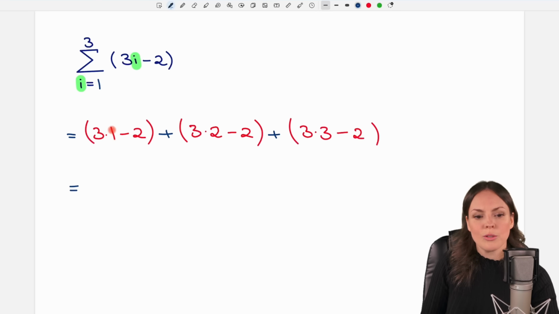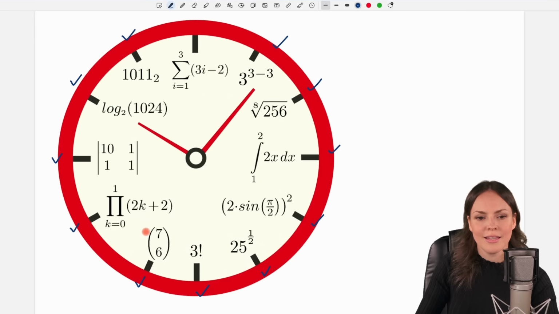3 times 1 equals 3 minus 2 equals 1, plus 3 times 2 equals 6 minus 2 equals 4, plus 3 times 3 equals 9 minus 2 equals 7, and we get a result of 12, and this was the 12 o'clock, and we solved all of these problems.